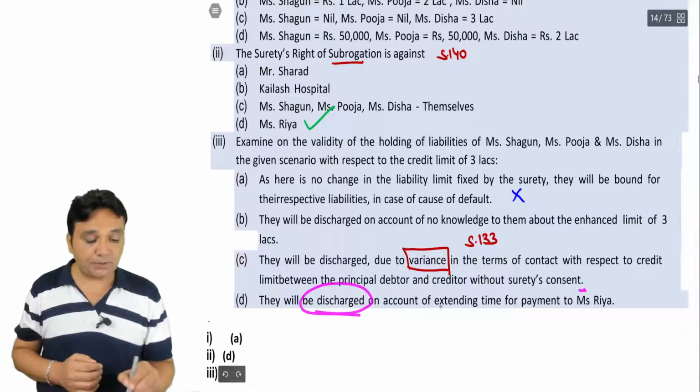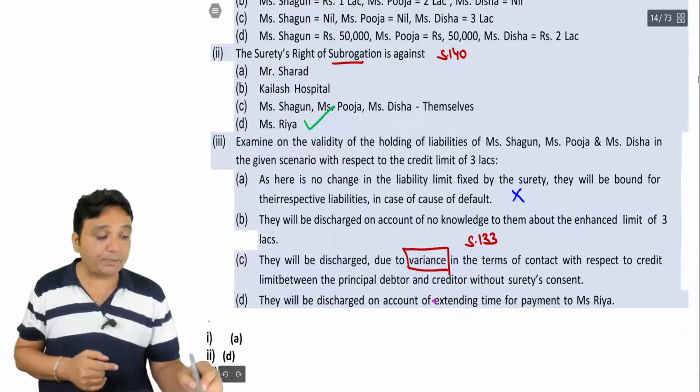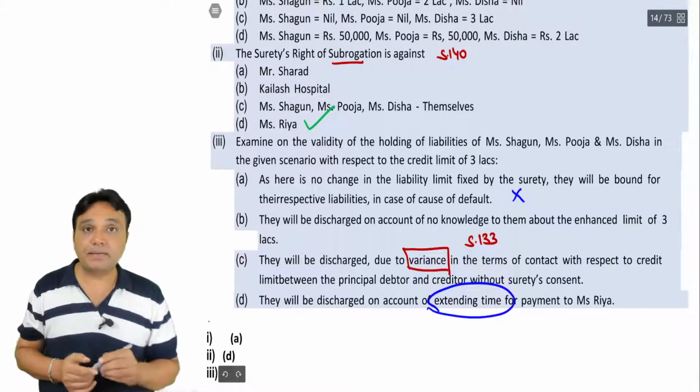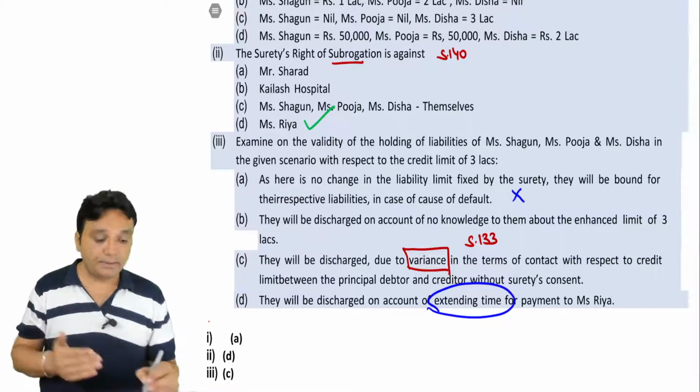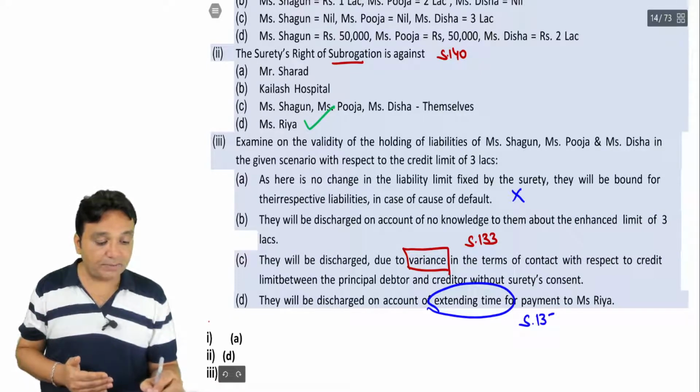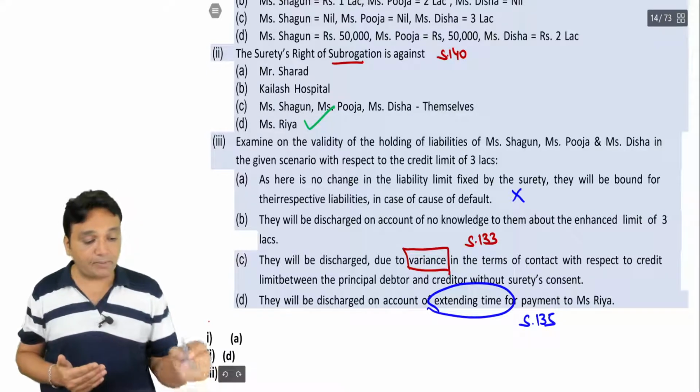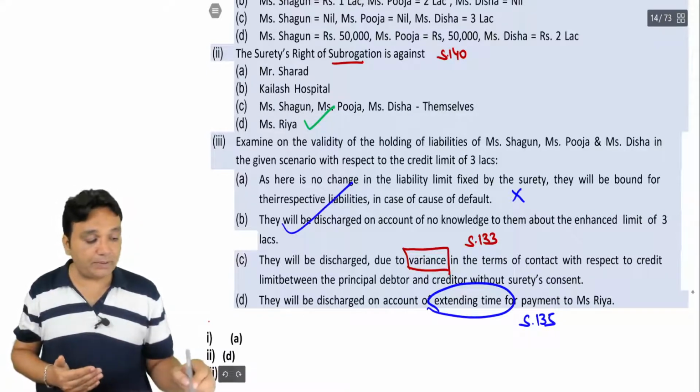They will be discharged on account of extending time for payment. Even this is the correct answer, see, because the time is extended. So this is section 135. So here you get the problem. Is B gonna be right or D gonna be the correct answer?